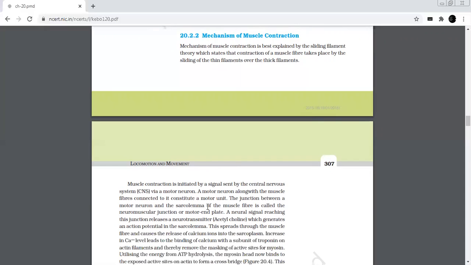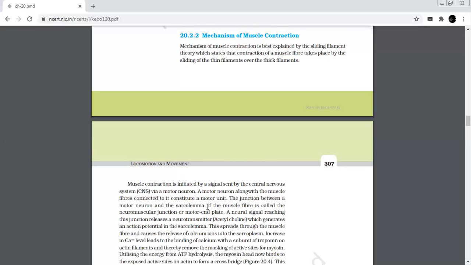The sequence of events leading to the contraction is initiated by a signal from the central nervous system, either from the brain or from the spinal cord. A motor neuron along with the muscle fibers connected to it forms a motor unit, and the action potential is conveyed to the motor end plates at the neuromuscular junction. A neurotransmitter is released at the junction by the neural signal, which generates an action potential in the sarcolemma. This spreads and causes the release of calcium ions into the sarcoplasm.